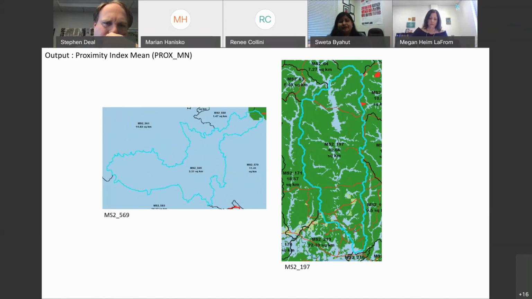Similarly, this one is an illustration of the proximity index. A low value again on the left and high value on the right. A high value in proximity index of a green infrastructure patch would be expected to reduce peak runoff as well. Conversely, a high value in urban patches or development would be expected to increase peak runoff. Next slide, please.